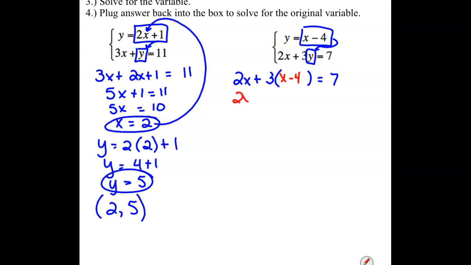Now I can simplify this, distributing. Combining like terms, we'd have 5x minus 12 equals 7. We can then add the 12 over. We've got 5x equals 19, and we end up with x being 19/5.